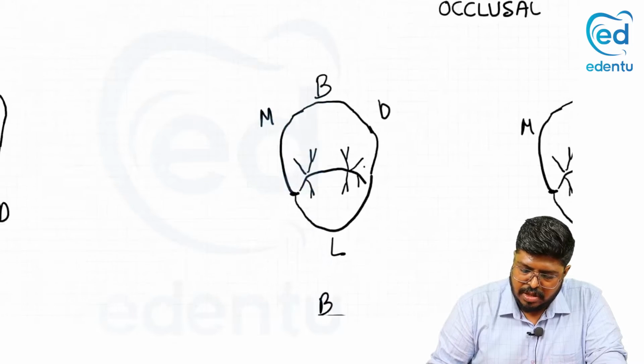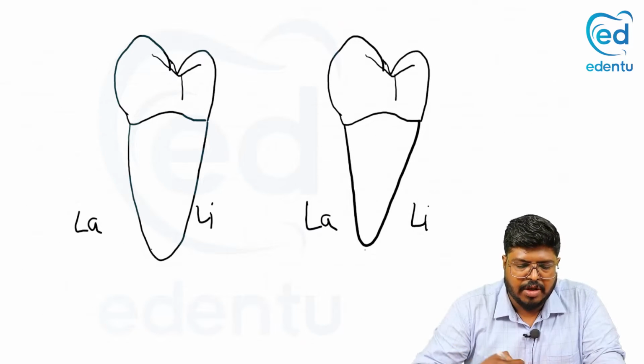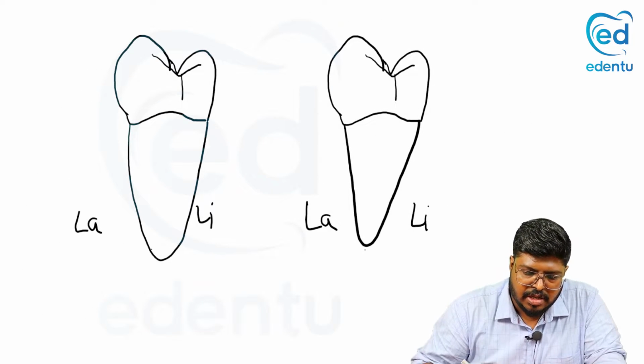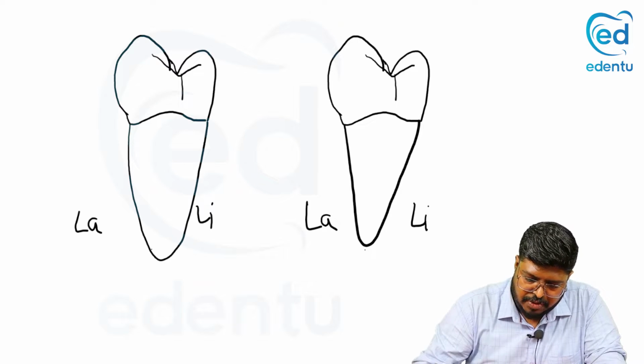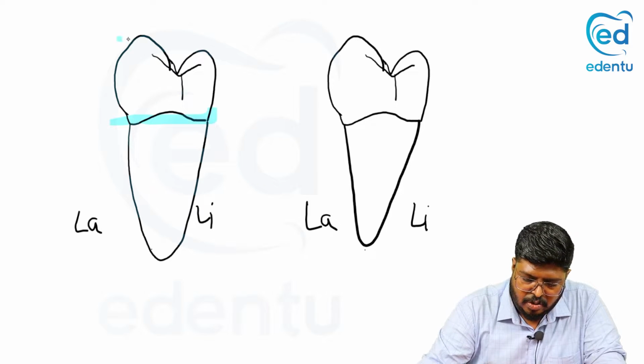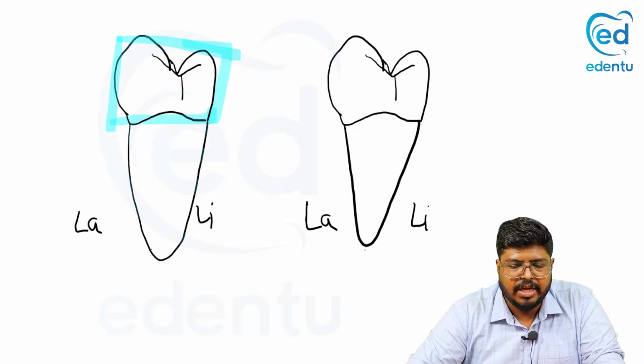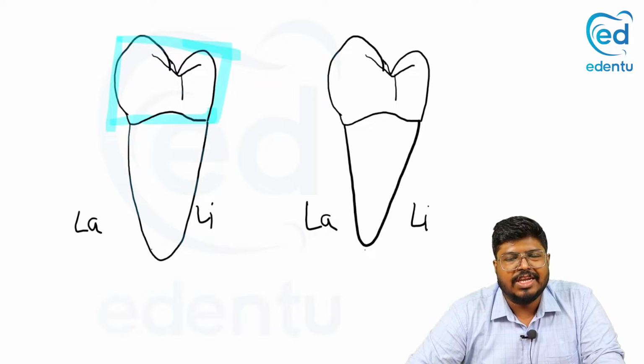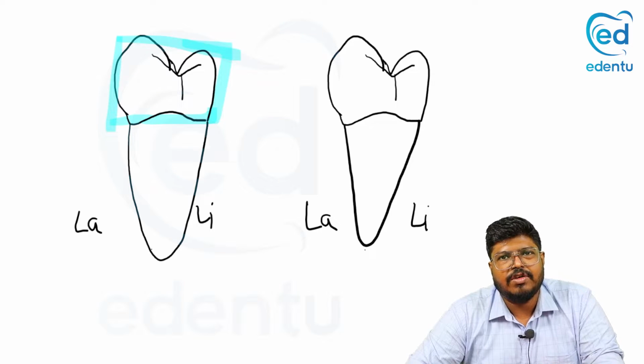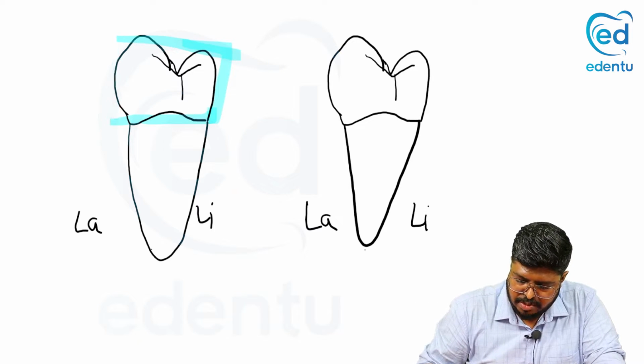Coming on to the mesial aspect. Here you will be able to visualize that the crown is going to be roughly rhomboidal in shape. Although this is a little bit difficult to visualize because the lingual margin is short, it is rhomboidal in shape.